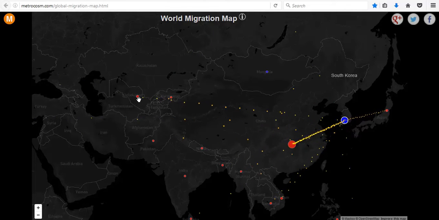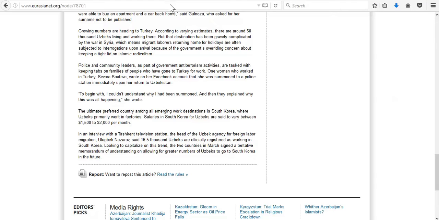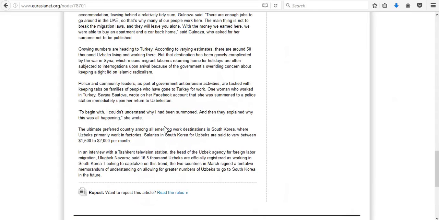What's going on there? And this is where you do simple research. All I did was search Uzbekistan, South Korea, migration, and I came across an article here. That article talks about how Uzbeks, the people from Uzbekistan, historically would go to Russia. That's their nearest regional power. They were a former Soviet republic, and that makes a lot of sense. They're very well connected to Russia.